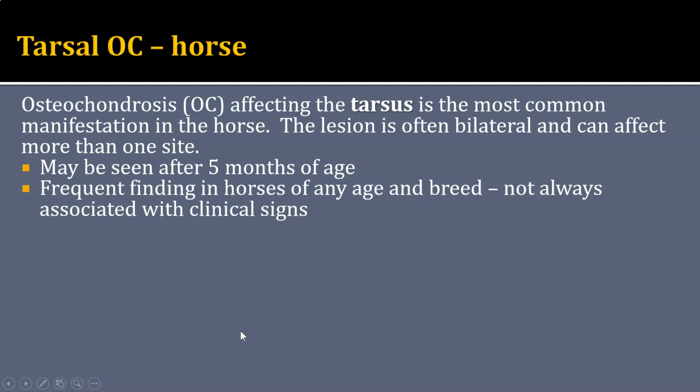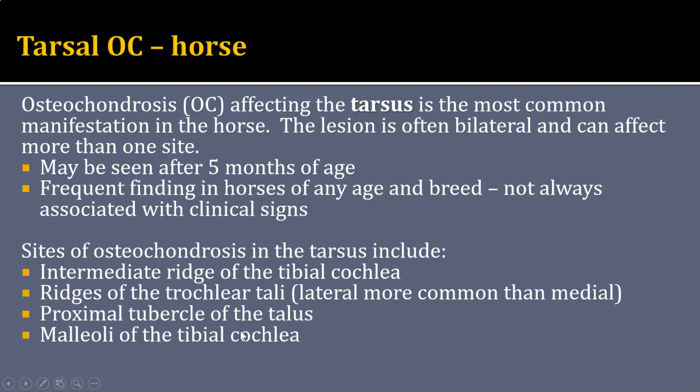Osteochondrosis affecting the tarsus is the most common manifestation in the horse. The lesion is often bilateral and can affect more than one site in the affected tarsus. This will not be seen until after 5 months of age, but it is a frequent finding in horses of any age and breed, and the finding is not always associated with clinical signs.